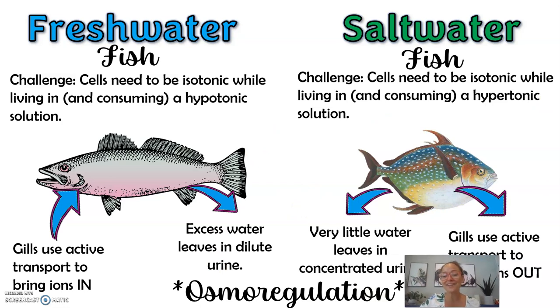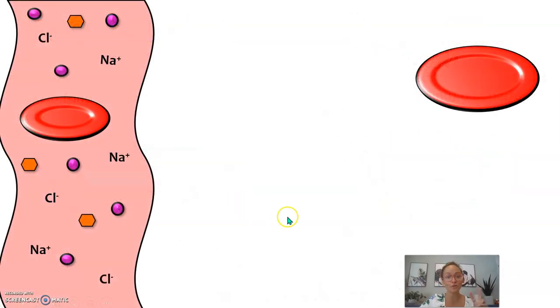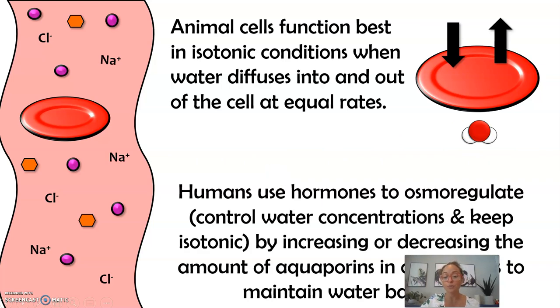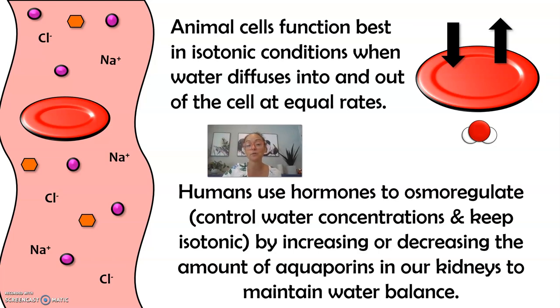All right, so in saltwater fish, very little water leaves in their concentrated urine. And then I believe my last topic on osmoregulation is humans. We function best with isotonic conditions, and it is our kidneys that work really hard to maintain our blood osmolarity, to keep our blood solute concentration isotonic with our blood cells. We actually use hormones for this. There's a particular hormone called ADH, antidiuretic hormone, that if you're in AP Bio, we'll talk more about in Unit 4 on negative feedback. But anyway, let's take a quick look at our kidneys.